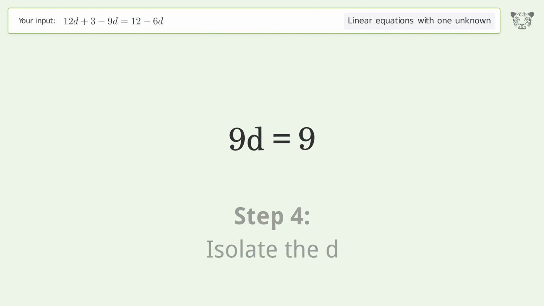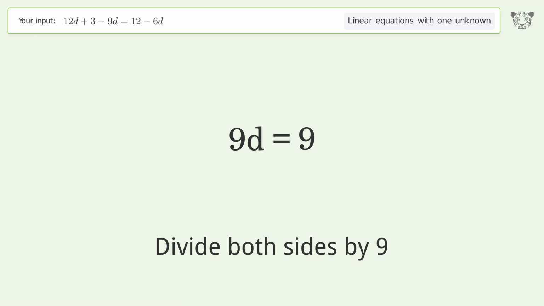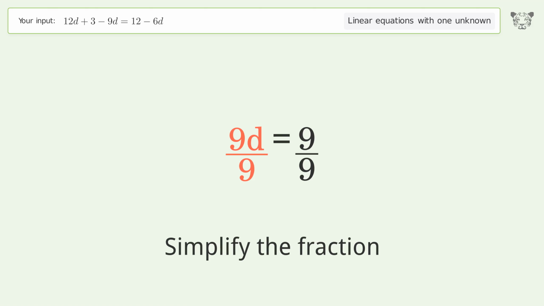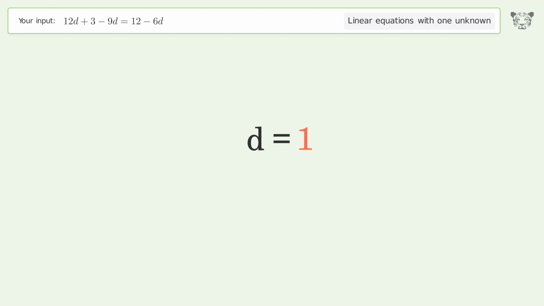Isolate the d. Divide both sides by 9. Simplify the fraction. And so the final result is d equals 1.